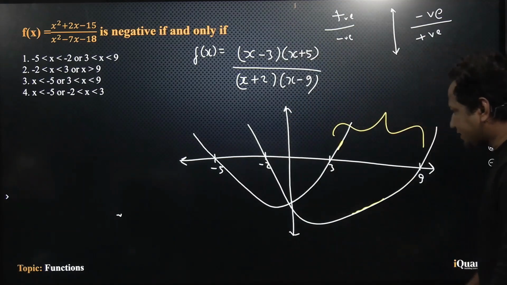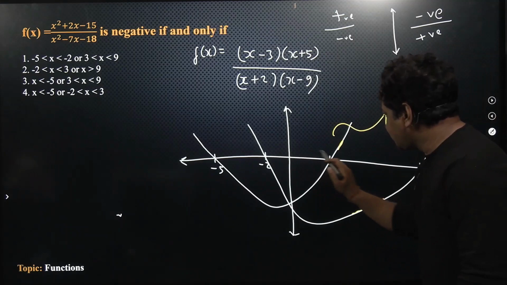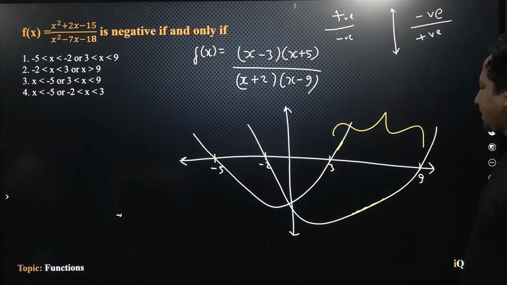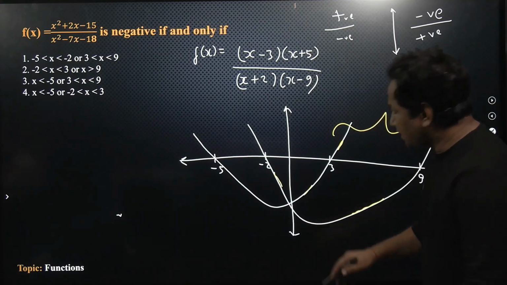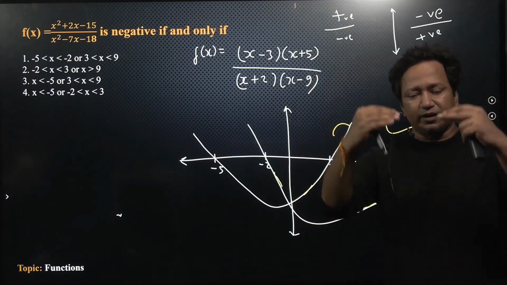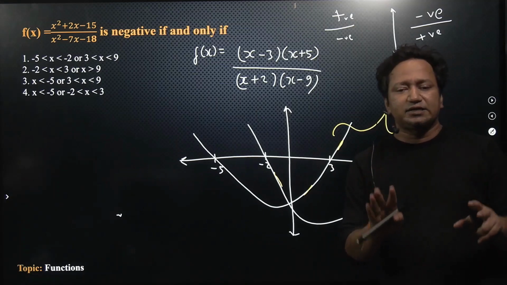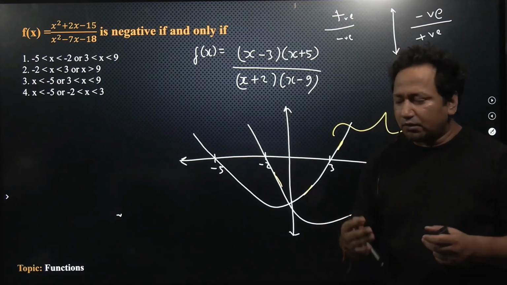Now look at other intervals. Minus 2 to 3. At minus 2 to 3, what is happening? The first graph is negative. The second is also negative. Both are negative. Negative upon negative will be positive. So of course, minus 2 to 3 would not be our answer.